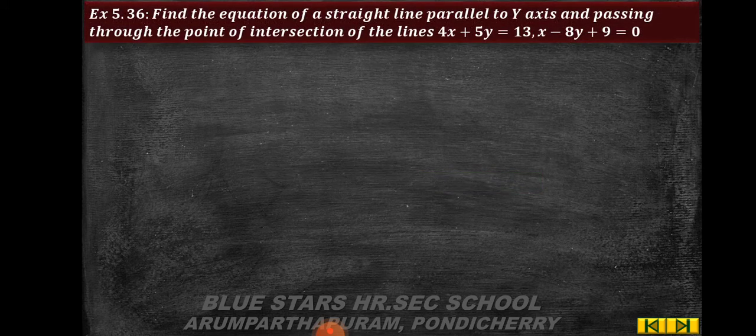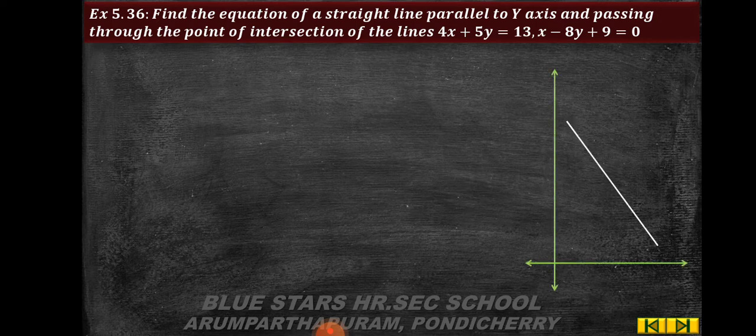Example 5.36. Find the equation of a straight line parallel to the y-axis and passing through the point of intersection of the lines 4x + 5y = 13 and x - 8y + 9 = 0.